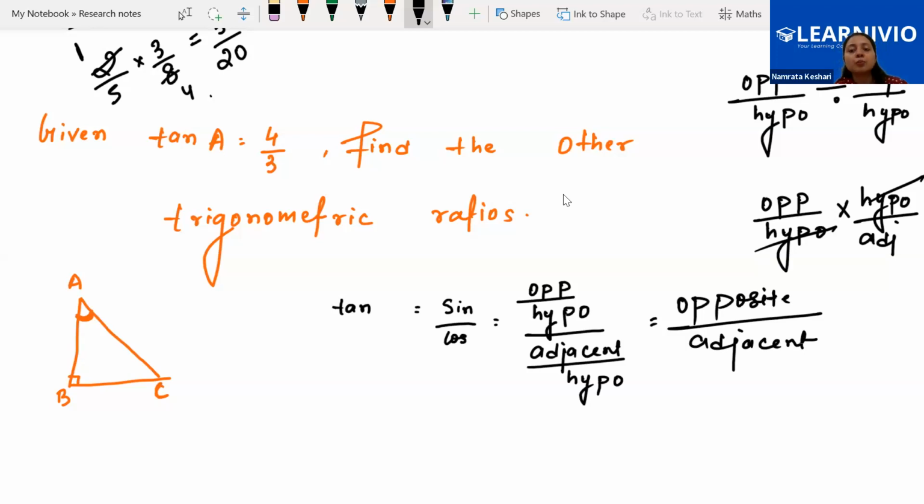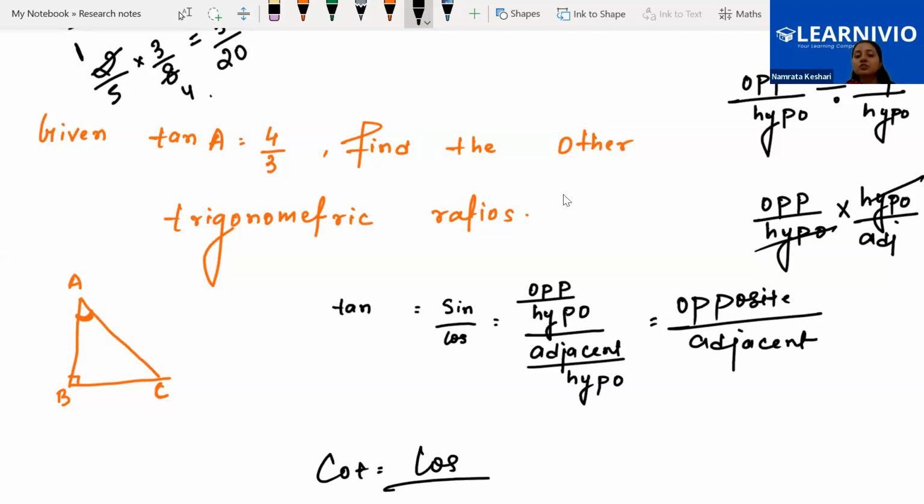Tan formula is opposite over adjacent. From where have we got it? With the help of sine and cos only we have got it. That's why we say that tan is just the combination of sine and cos. Tan means sine theta by cos theta. Similarly, cot means cos theta by sine theta. Cot means cos by sine.